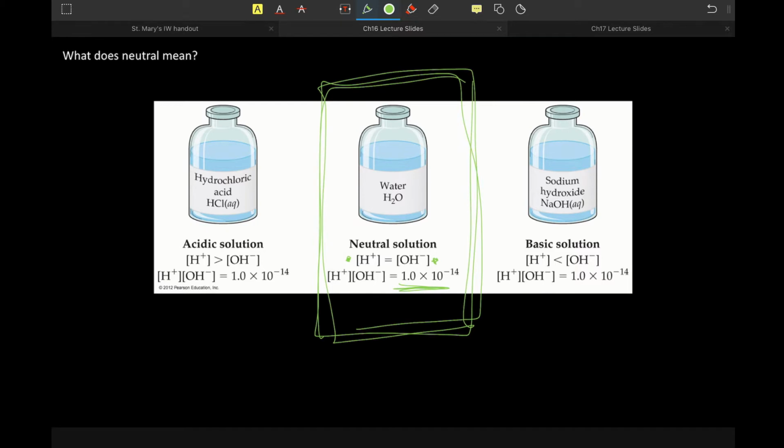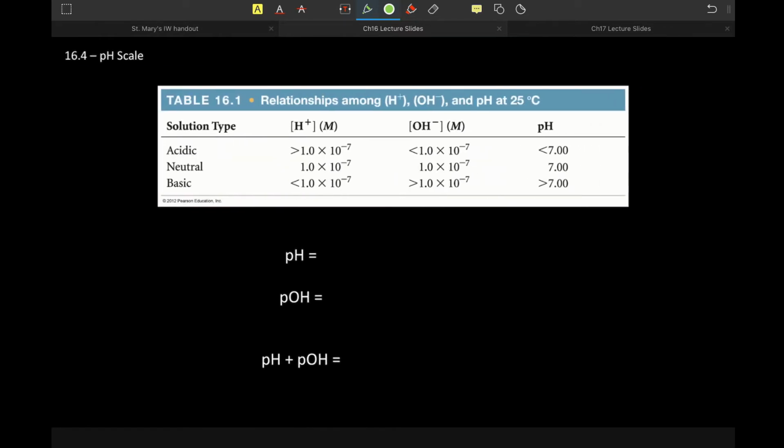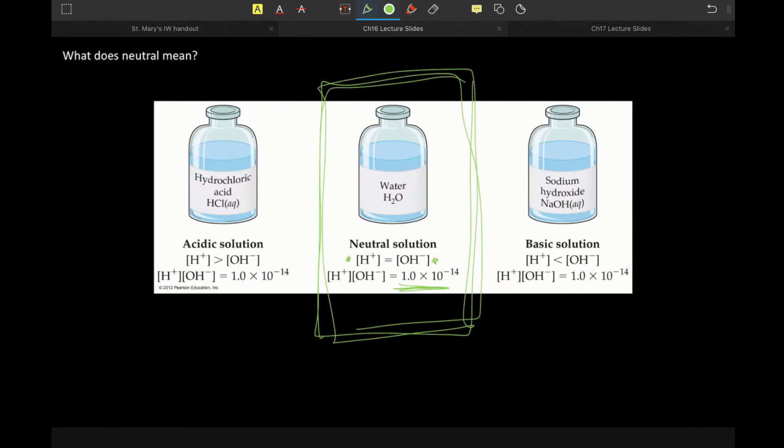But note that that is at 25 degrees Celsius, and just like every K expression, which I did not write down here, we have our K expression, which says K is equal to H plus times OH minus, is equal to 1 times 10 to the negative 14th, and that's our KW. Now, that's what defines it at 25 degrees.